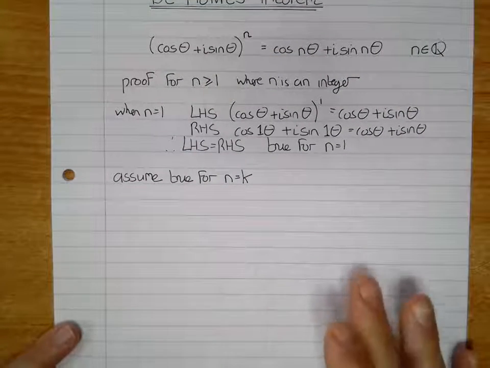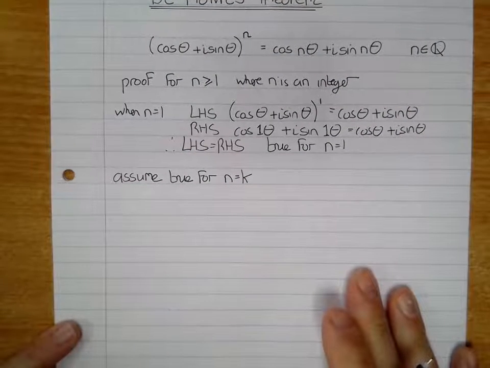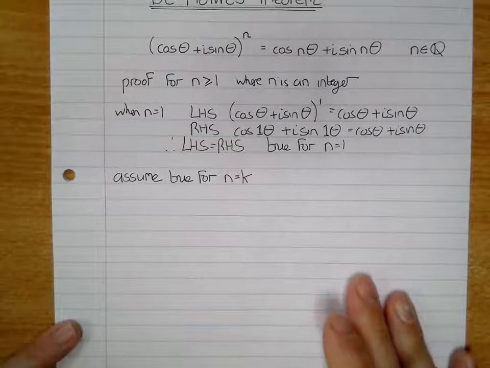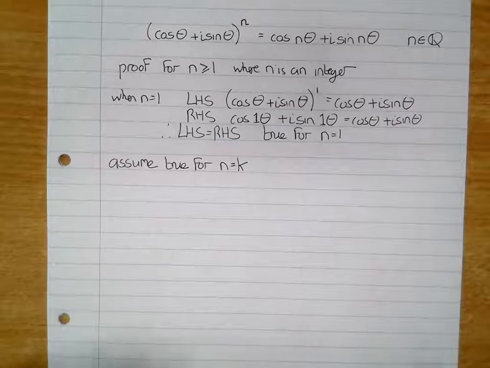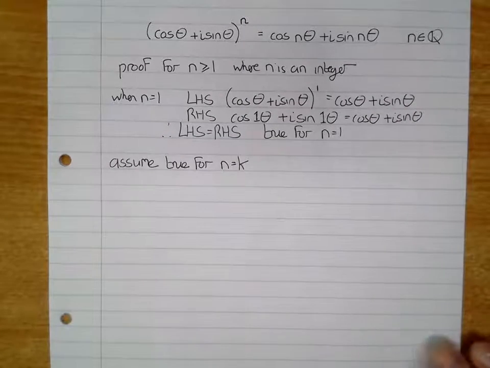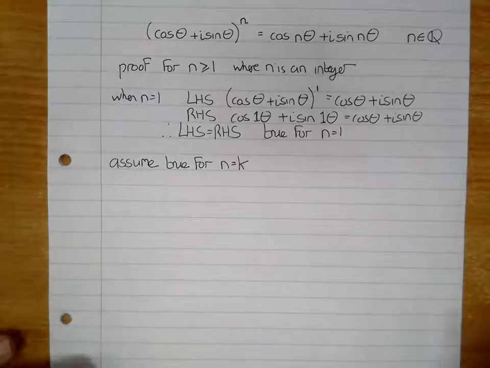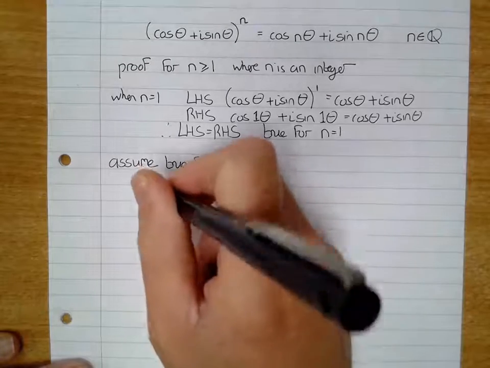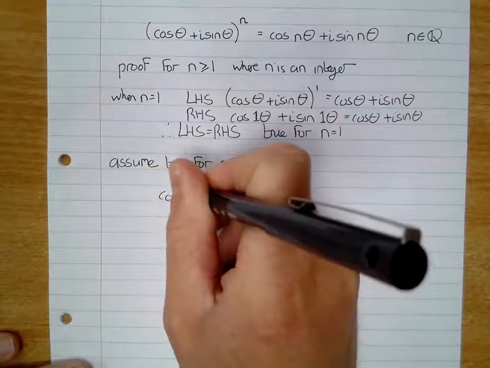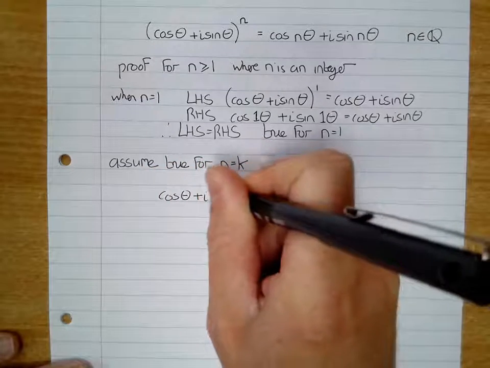Okay, so you assume it's true for the case n equals k. So we've assumed it's true for n equals k, which means that, because I'll just write the result out again.